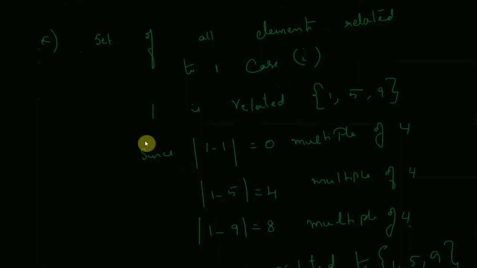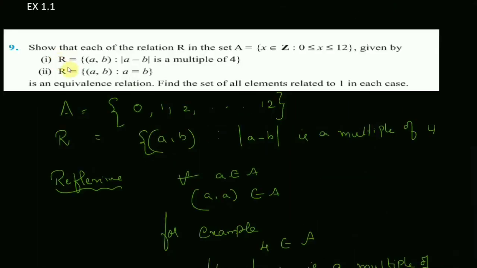Now we'll move on to the third part of the question. Part A, first question we have done. Second we have done. Now there is a question here. Find the set of all elements related to 1 in each case. The first case is AB, modulus of A minus B is a multiple of 4. So elements related to 1. 1 is related to 1. Why? 1 minus 1 is 0. 0 is a multiple of 4. 1 is related to 5 because 1 minus 5 is equal to 4. 4 is a multiple of 4.